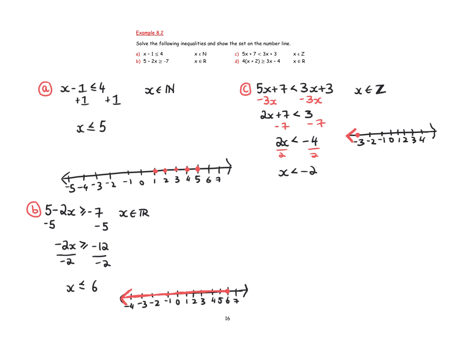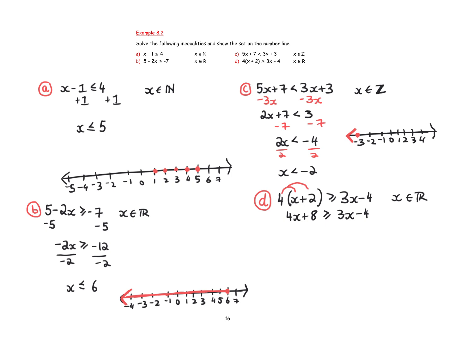Part D is 4 times x plus 2 is greater than or equal to 3x minus 4. And here x is an element of the real numbers. Solving this, we're going to start by multiplying the bracket. So we have 4 times x and 4 times 2. That will give us 4x plus 8. That's going to be greater than or equal to 3x minus 4.